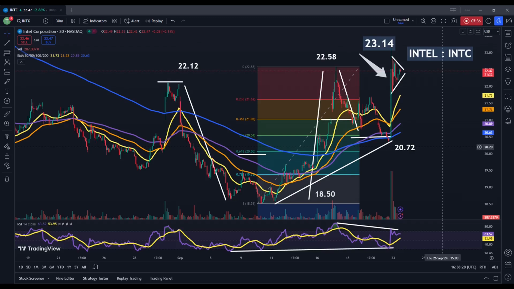Here's the current stock market update for Intel Corporation, stock ticker INTC.